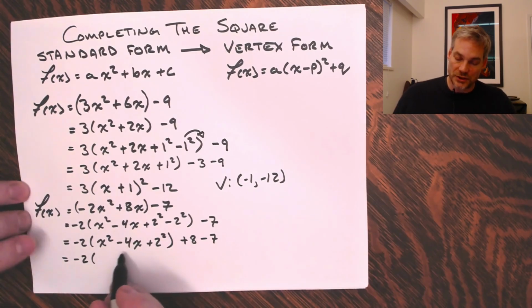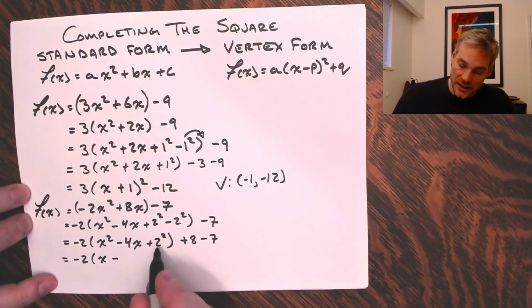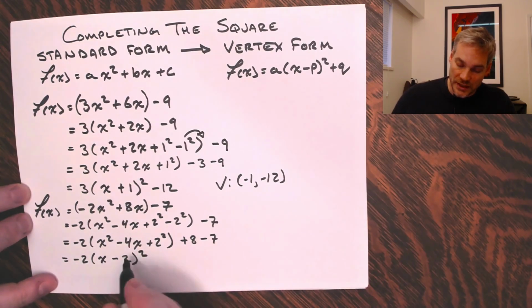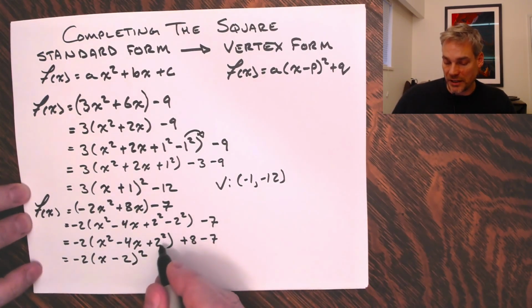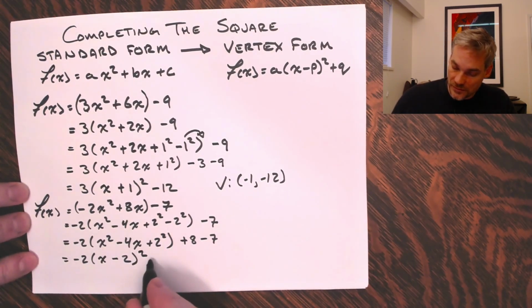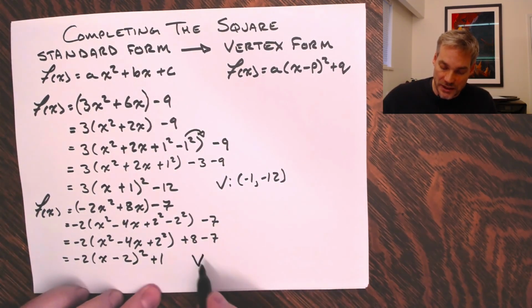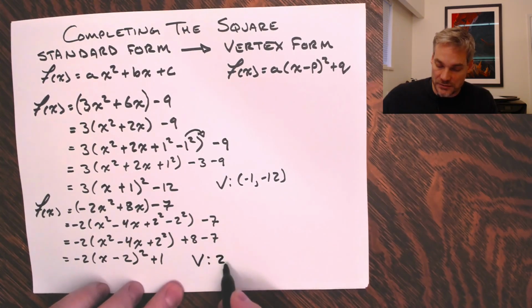And now we can turn this to a factored form. So we have x, we take that sign, and then we just take that number, 2. And that's why I didn't expand that or multiply it as 2 times 2 to 4, because I just want the 2. And then 8 minus 7 is plus 1. And now we've done another one. And our vertex, again, easily readable, 2, 1.